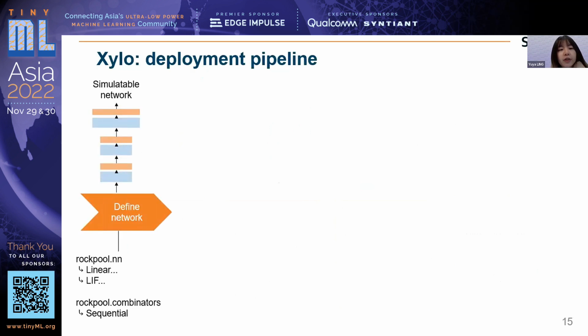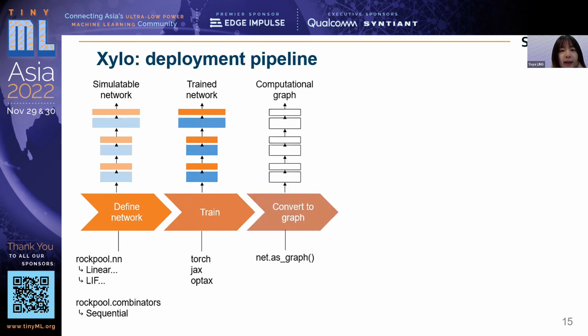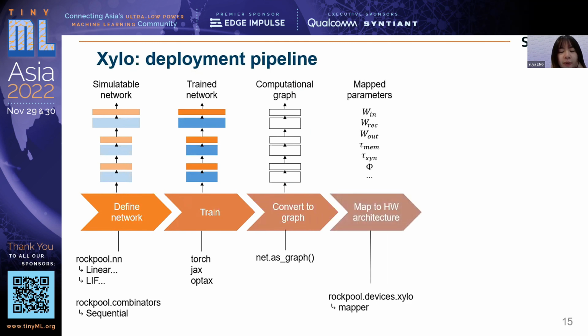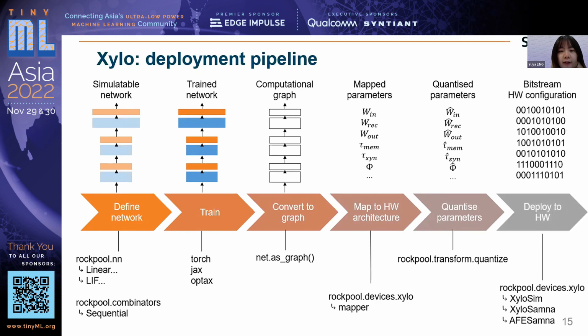On the first part, with Rockpool, we can easily define and build our own network. Then we can use Rockpool to train our networks. It supports different frameworks like Torch or JAX. And after that, we convert the network to a graph and map it to the hardware architecture. Then we quantize those parameters and finally deploy to the hardware.